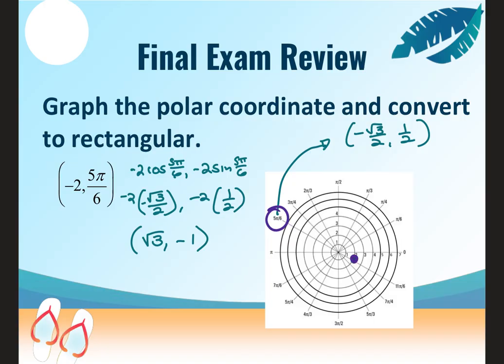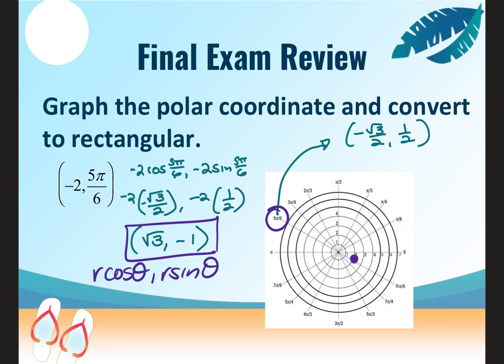And then the formula to go from polar to rectangular is r cosine theta and r sine theta. So negative 2 times the cosine of 5 pi over 6 and negative 2 times the sine of 5 pi over 6. You will have your unit circle, so you could go to that 5 pi over 6 angle. You would know your coordinate points, negative root 3 over 2 and 1/2, and then you multiply it out, and you should have gotten root 3 comma negative 1.